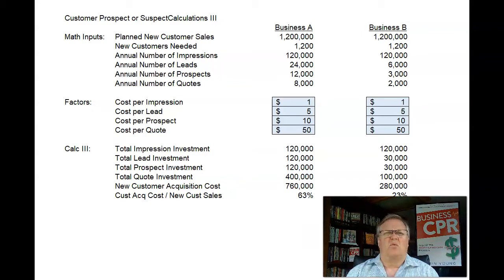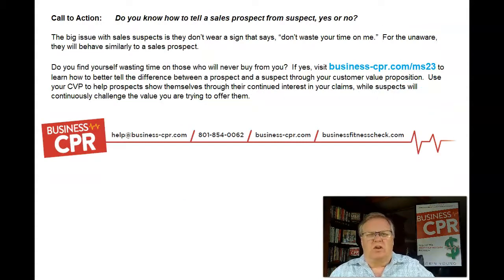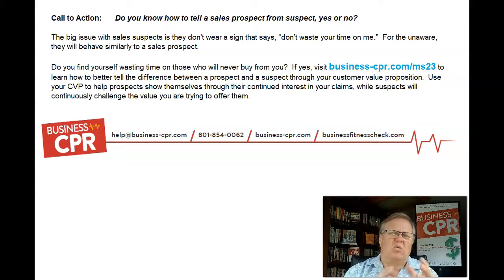really money. So with all videos, we do put a call to action here, and the call to action is anchored on the fact that suspects do not wear a sign around their neck that says, "Don't waste your time on me." They don't. And those who are unaware of a suspect, because they look initially similar to a prospect, are those that find themselves always struggling to generate new sales, and what new sales they do generate come in at a higher cost than they should.